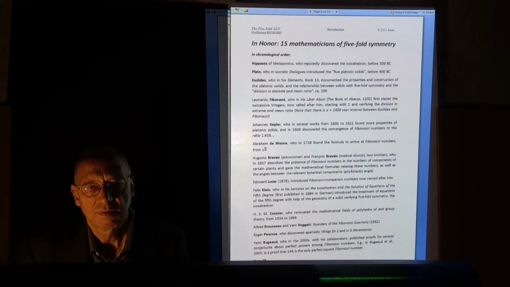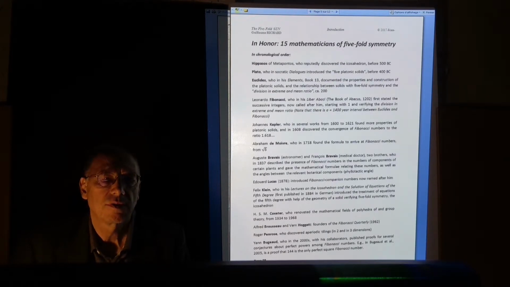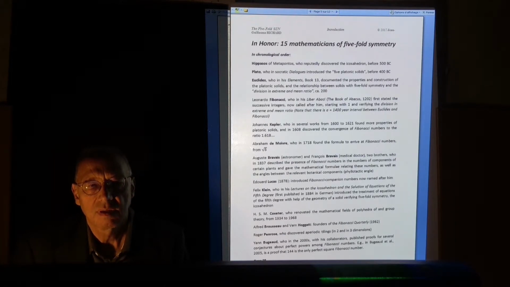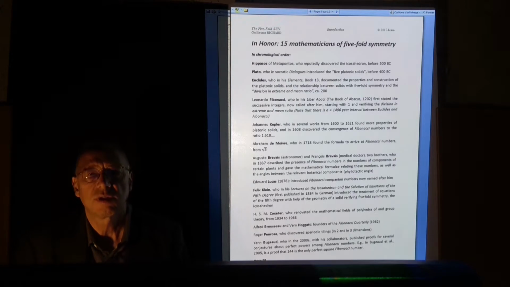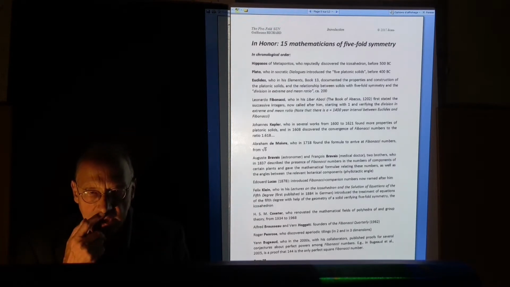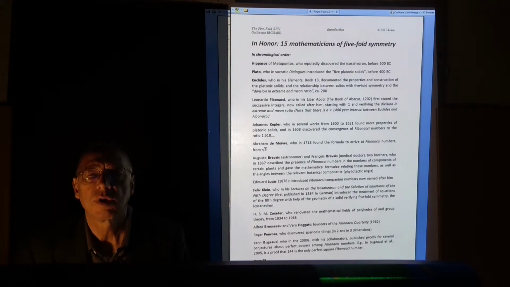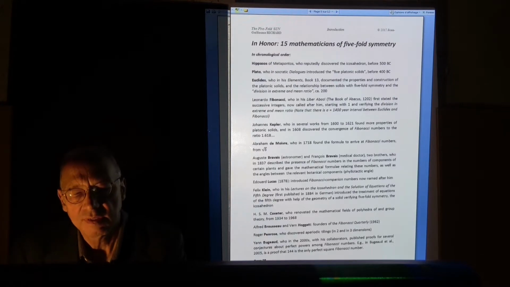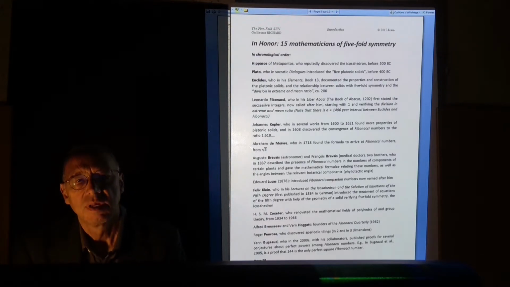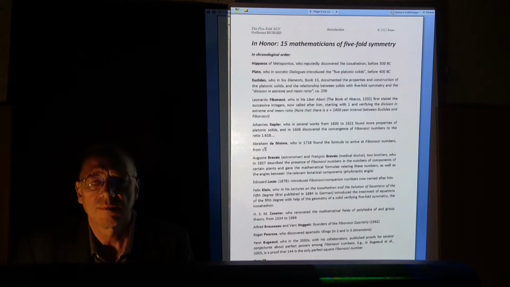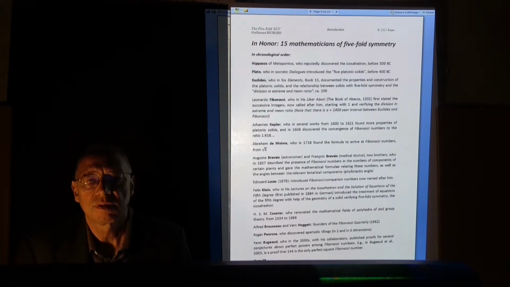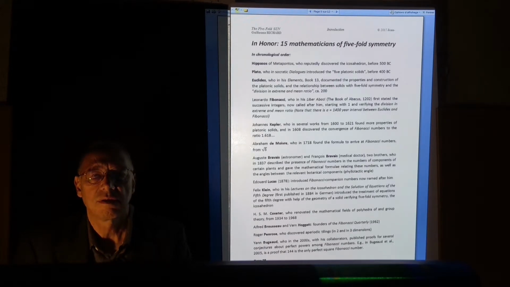presence of a fivefold symmetry, to Kepler, who first made a bridge between the number sequence of Fibonacci, which represents a numerical manifestation of fivefold symmetry, and the solid body fivefold symmetry of the icosahedron and of the dodecahedron.